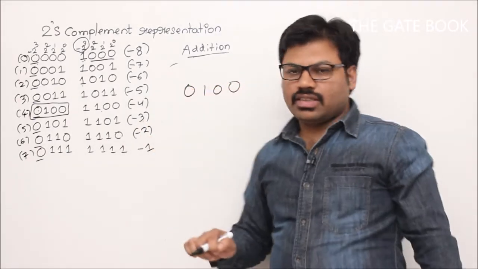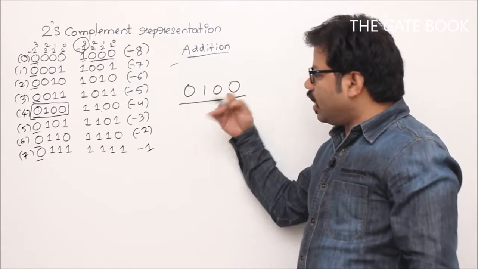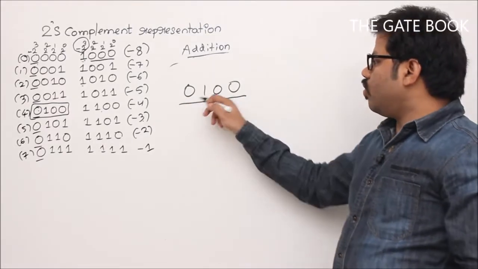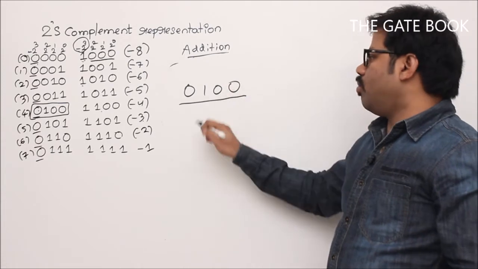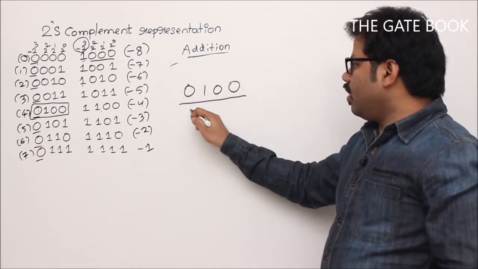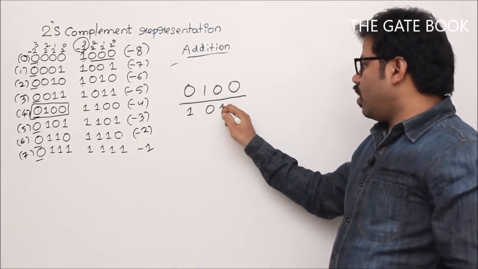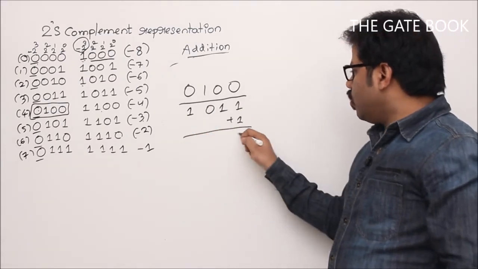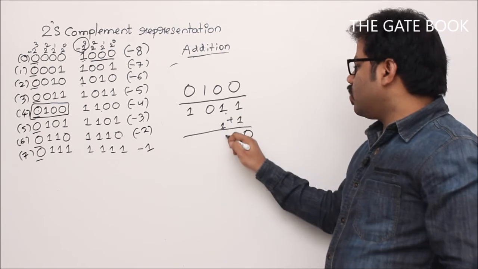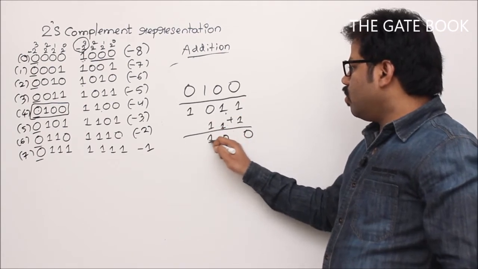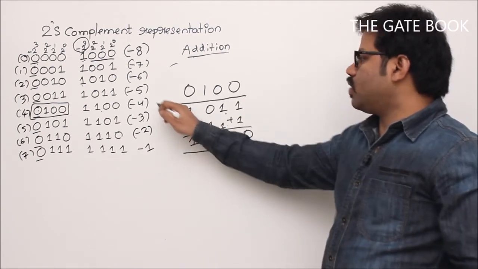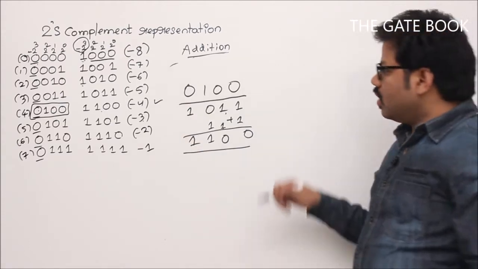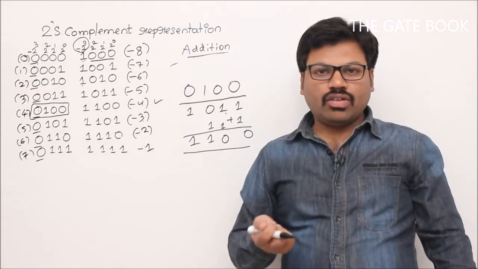So the question is like this: given a number, how to get its negative version? So 0, 1, 0, 0. First of all, apply 1's complement. That means apply bitwise complementation: 1, 0, 1, 1. Then add plus 1. So 1 plus 1, 0. Then you get here 1. 1 plus 1, 0. You get here 1. So then 1, 1, 0, 0. See, minus 4. So from now onwards, given a number, how to find out the negative version?